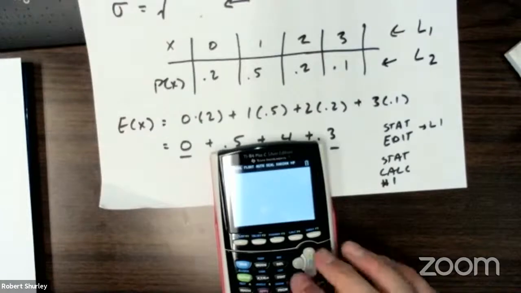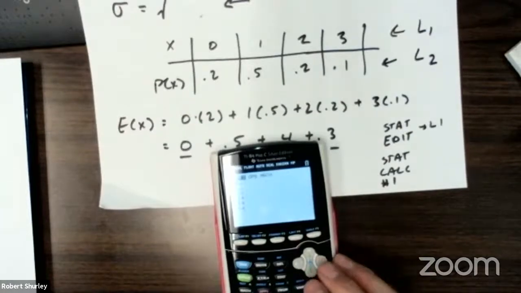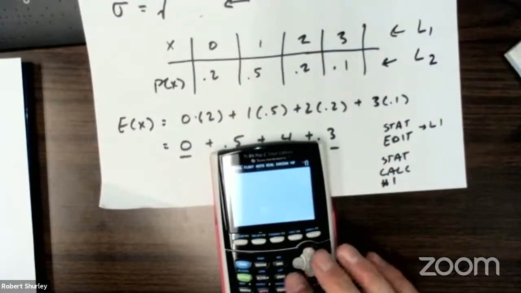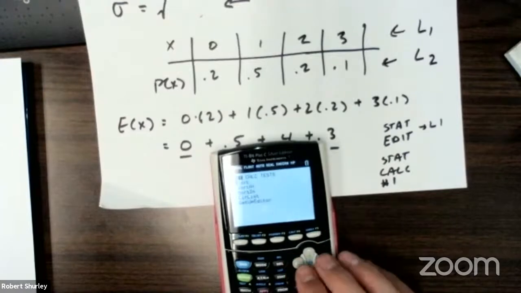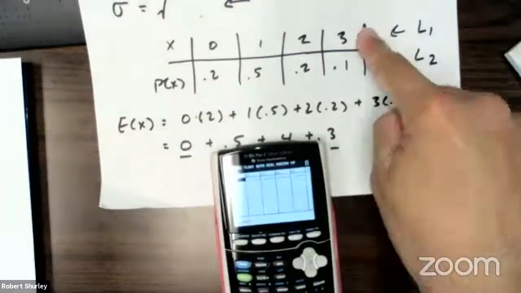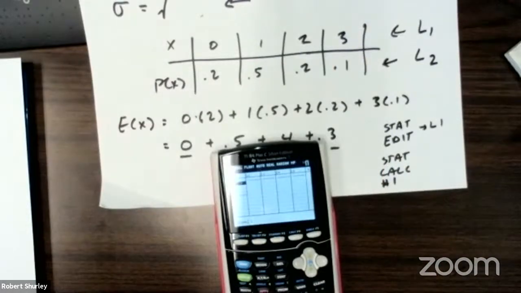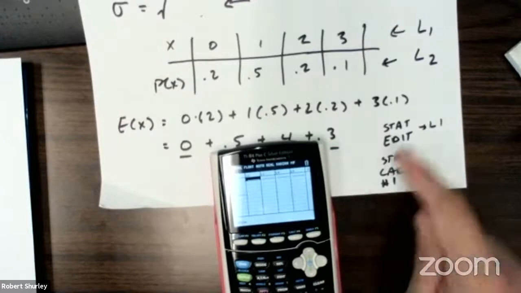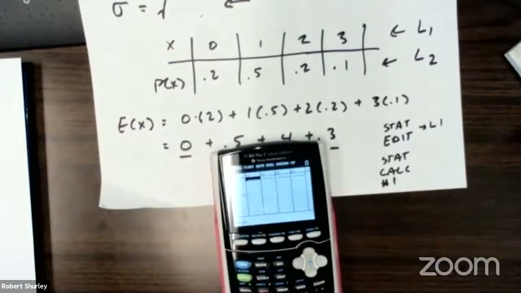Let's see if we can do this. I'm going to try to replicate it. I haven't done this in so long, guys. So stat, edit. We need to edit list 1. We'll make list 1 the outcome: 0, 1, 2, and 3. List 2 is the probability with each: 0.2, 0.5, 0.2, and 0.1.